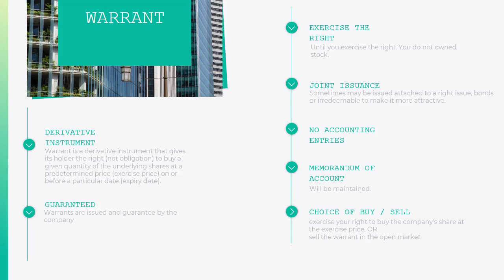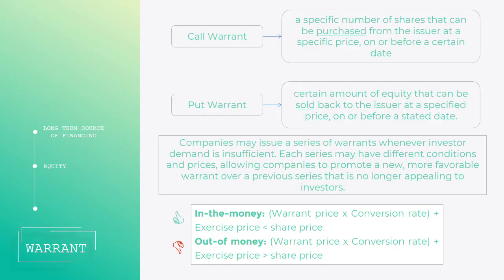Warrants also are frequently attached to bonds or preferred stock as a sweetener, allowing the issuer to pay lower interest rates or dividends. They can be used to enhance the yield of the bond and make them more attractive to potential buyers. There are no accounting entries for warrants, but a memorandum of account will be maintained. Holders can either exercise their right to buy the company's share at the exercise price, or sell the warrant in the open market. There are two types of warrants, put warrants and call warrants.